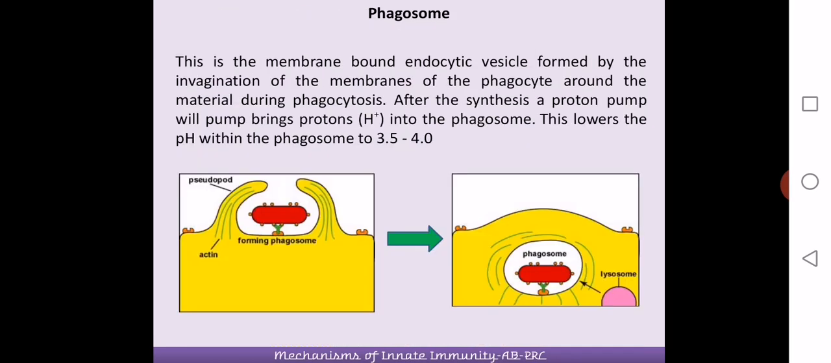Right. So phagosomes are nothing but membrane-bound endocytic vesicles formed by the invagination of the membranes of the phagocytic cells around the material during the phagocytic process. After the formation of this phagosome, a proton pump pumps a lot of protons into the phagosome. This helps in increased acidity of the phagosome. That means there is a lower pH of around 3.5 to 4. This is very crucial for the rest of the stages of the phagosome.